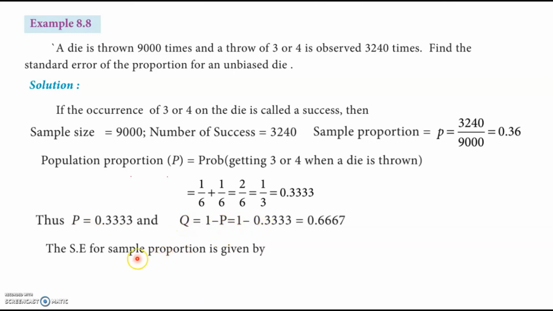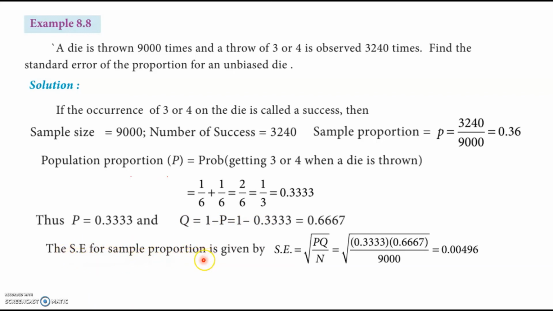Now let's apply the formula for standard error for the sample proportion. The standard error for sample proportion is given by the formula square root of PQ over N, where P and Q are the population proportions and N is the sample size. So when you draw a sample of 9,000 and P and Q are the population proportions, the standard error is given by this formula. So solving, you get 0.00496.